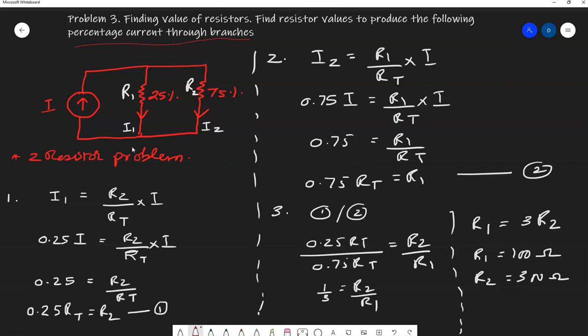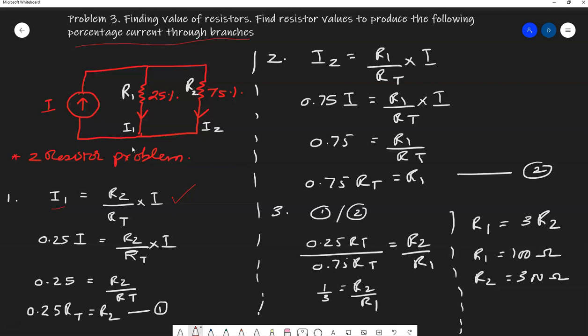Remember the formula. The current in a branch is the other resistor divided by the total resistor times the main current. Now if you apply that logic here, the current I1 is the other resistor R2 divided by the total resistor RT times I. We still don't know the value of the total resistance or all these resistor values. You just have to find out, but you will find that eventually everything cancels out.